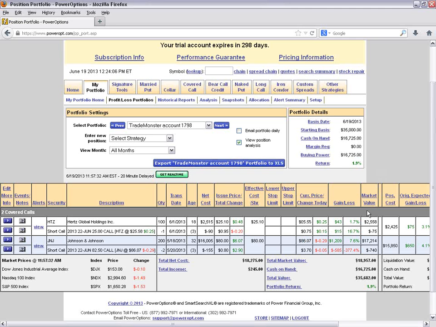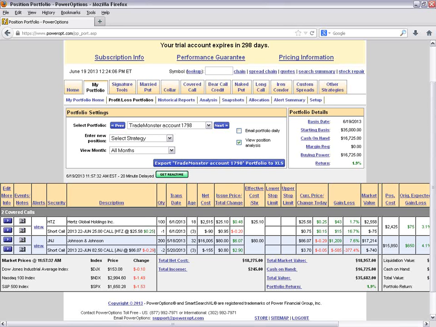Okay, now, if these are two real positions, I would have had other entries for each position. What I mean by that is I would have either mental stops or actual stops in my Trade Monster account or my trading account that I wanted to track.